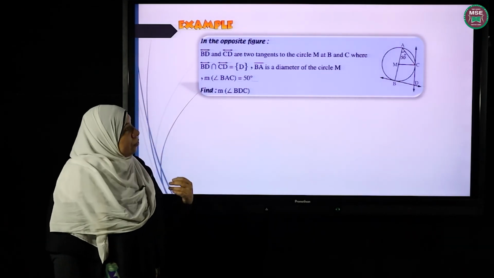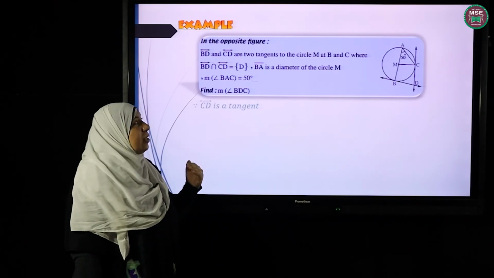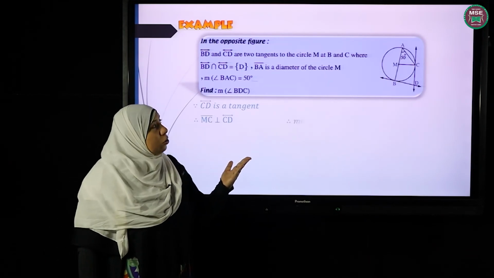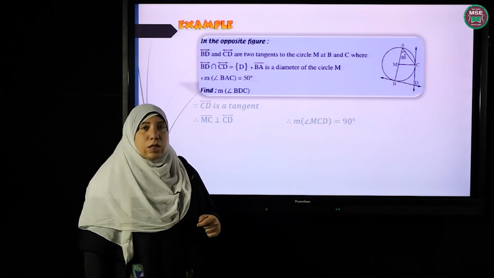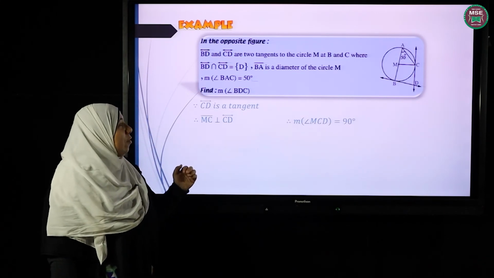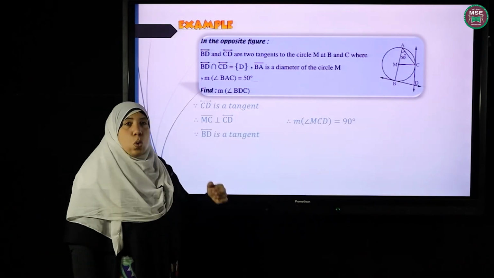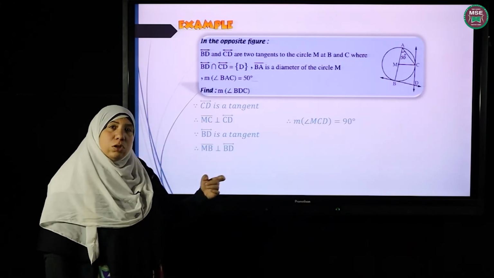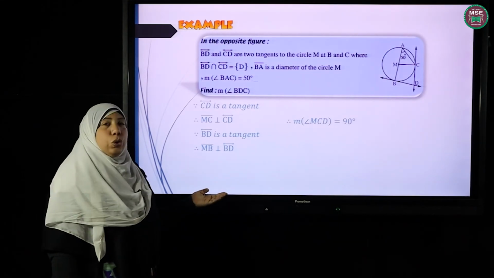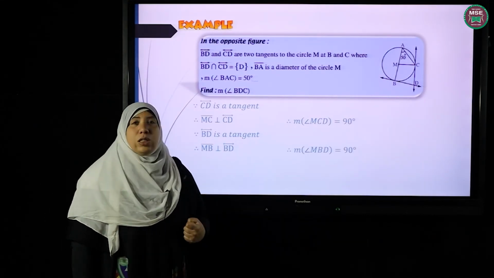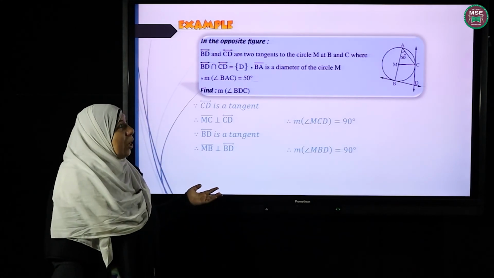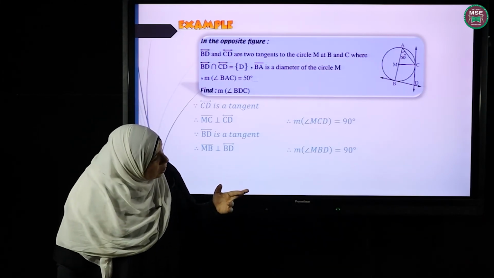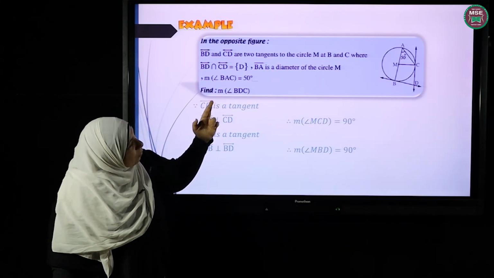As we said before, if CD is a tangent, so MC is perpendicular to CD. So this angle here is 90 degrees. And I have another given that BD is also a tangent. So also MB from the center to the point of tangency is perpendicular to the tangent and makes angle 90 degrees with it. Now I have angle C equal 90, angle B equal 90, and angle A is 50.